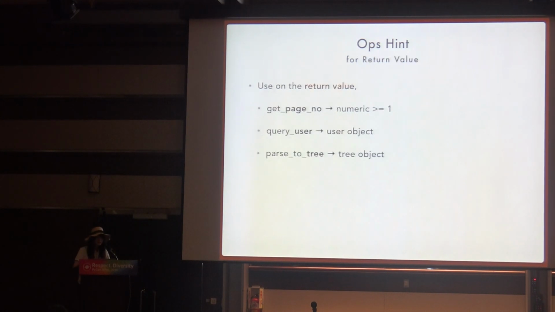It can also apply to your functions. Something like you can use a verb and a page number, so the reader will know it returns a page number, not page HTML. Or if you use get page, then without context, you won't know whether it returns HTML or a number. So if you are exact, it's very helpful to your reader and reduces the need to read back. And you can use query user or parse to tree.